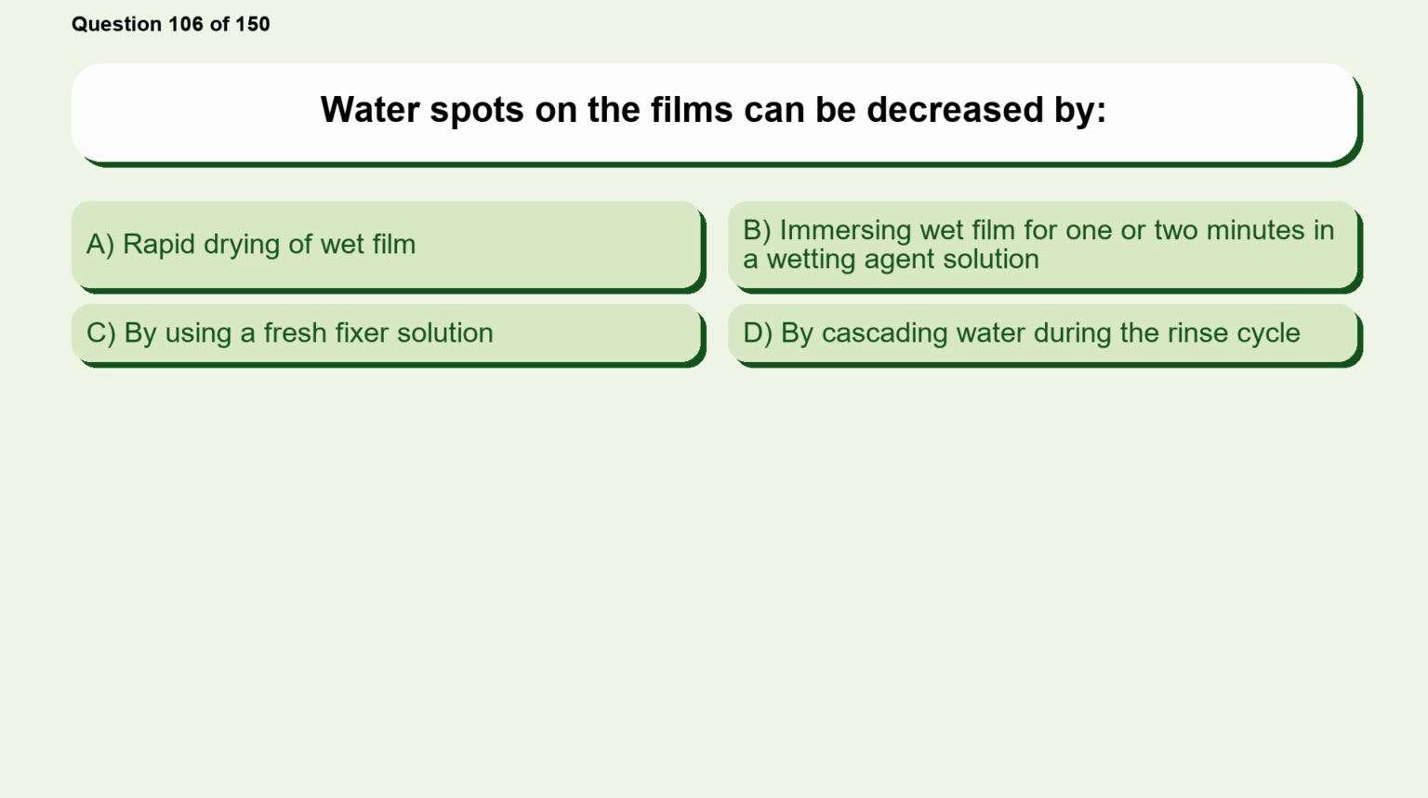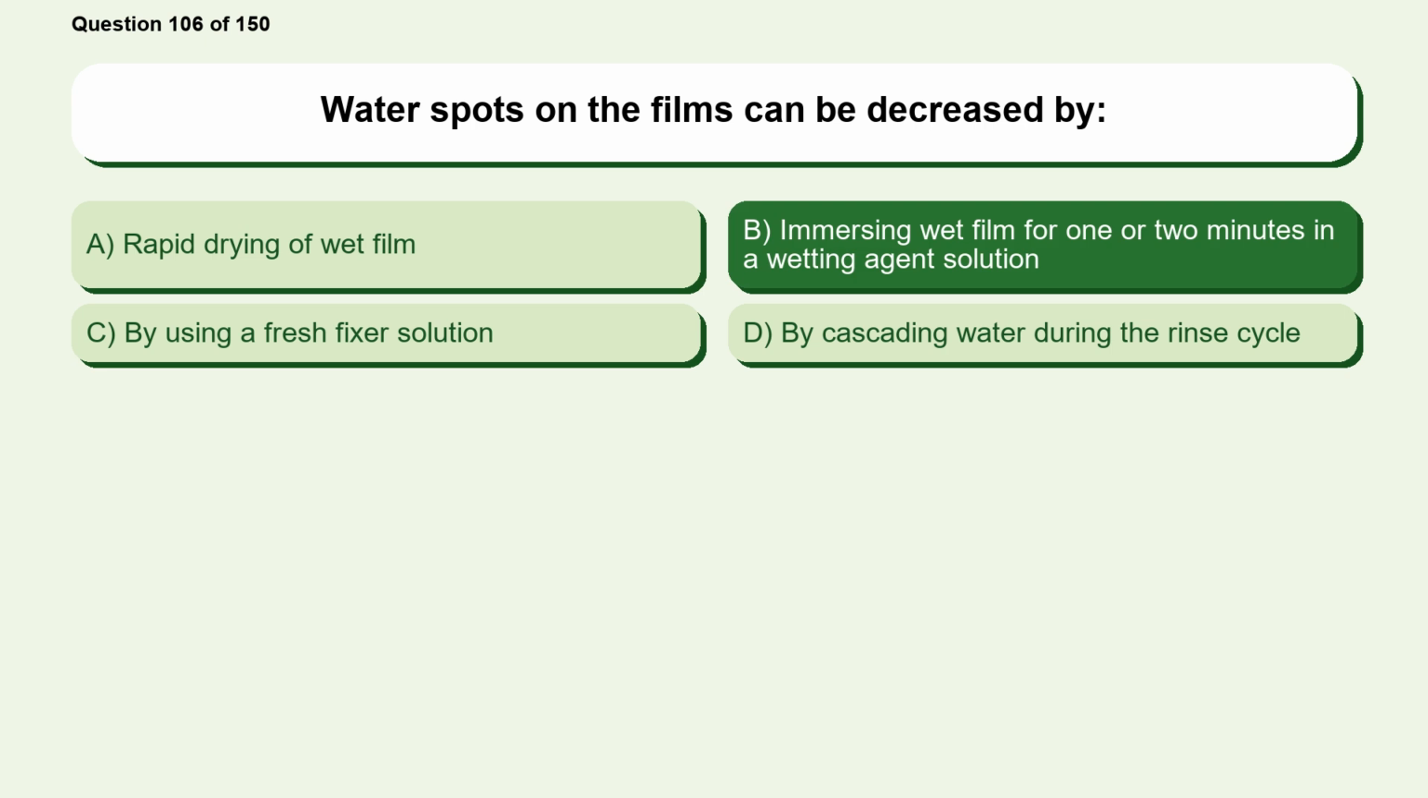Option C. By using a fresh fixer solution. Option D. By cascading water during the rinse cycle. The correct answer is option B. Immersing wet film for 1 or 2 minutes in a wetting agent solution.